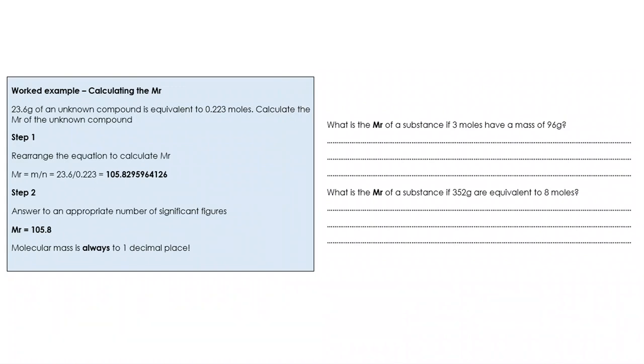And if we want to calculate MR, well, in this case, we want the MR of a substance if 3 moles have a mass of 96 grams. Well, MR is mass divided by moles. 96 over 3, that takes us to 32. And if I've got 352 grams and 8 moles, 352 divided by 8 gives us an MR of 44. However, for the calculation, we have not yet got the marks. Because we're answering the question with an MR, it needs to be 32.0 and 44.0.